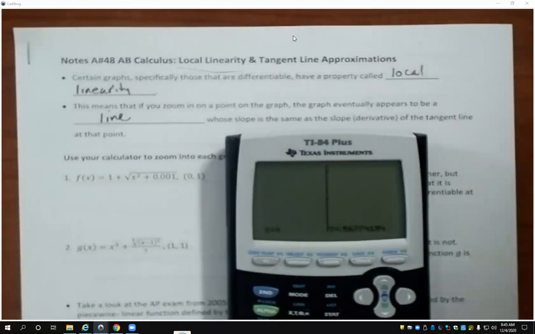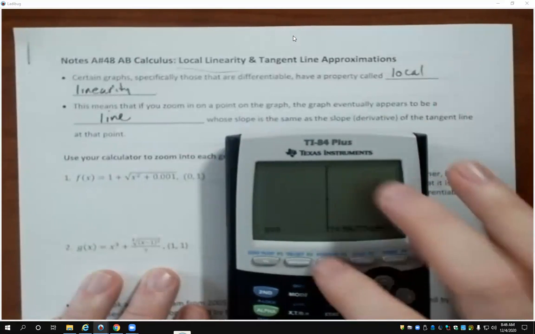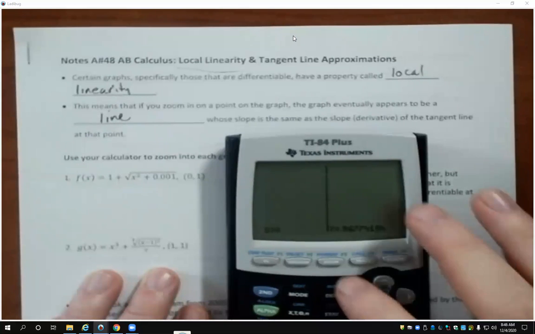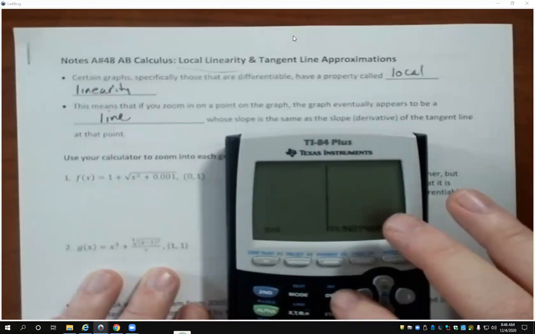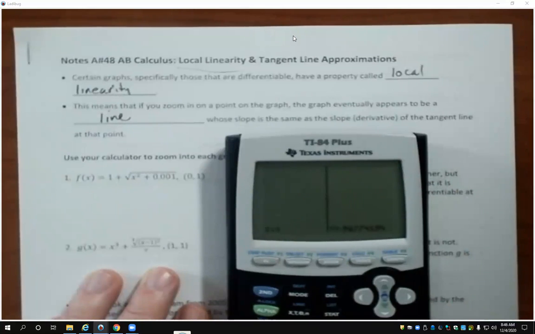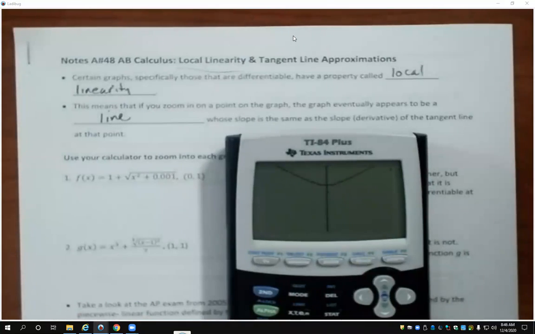But the point is, let me zoom out one. See if we see it again. I zoom back in again. Zoom out. Probably went too far now. I can't see it. All right, anyway, the point, okay, there it goes. There it comes back. The point is the more you keep zooming in, the more it's going to look linear to you at that point, okay?